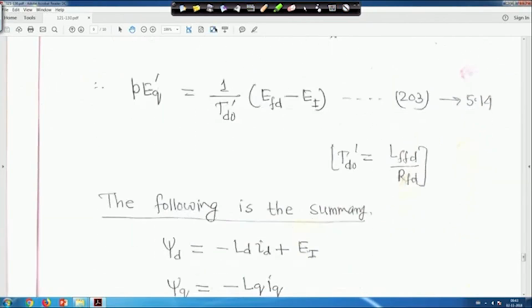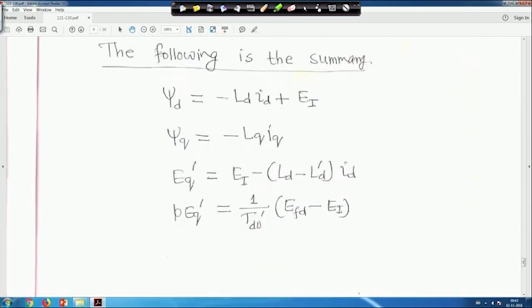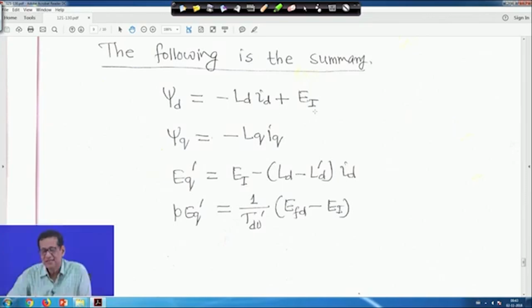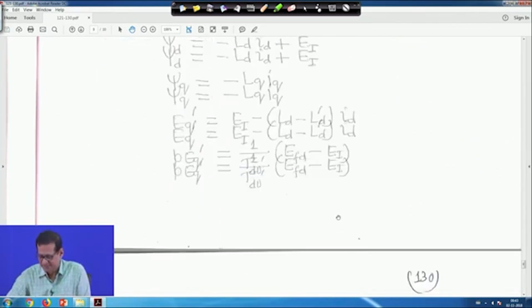Now the following is the summary. Psi_d is equal to minus L_D I_D plus E_I, psi_q is equal to minus L_Q I_Q, E_Q dash will be E_I minus, in bracket, (L_D minus L_D dash) I_D, right, and P E_Q dash will be 1 upon T_DO dash, in bracket, (E_FD minus E_I). This is the summary, right.